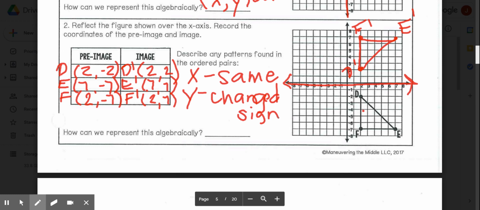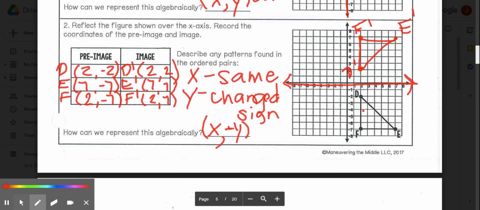So when we go to represent that algebraically, again, that means as an ordered pair. The x value did not change. It stayed the same. So that's just a plain old x. The y now changed in sign. So that's, again, like multiplying by a -1. So that's like a negative y. So let's say a negative sign there in front of that y.